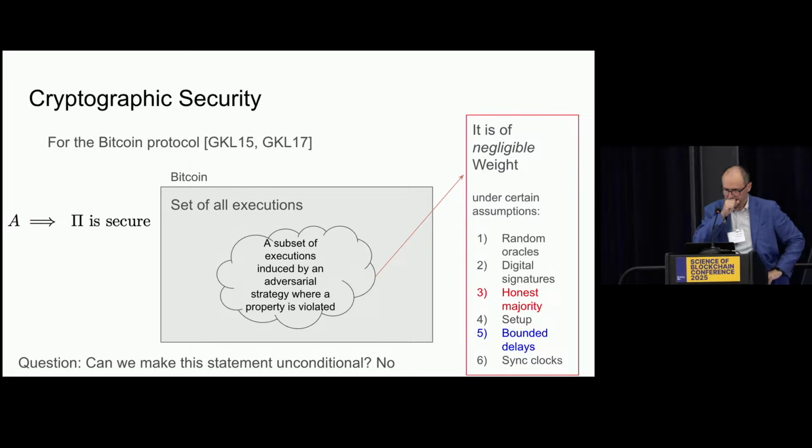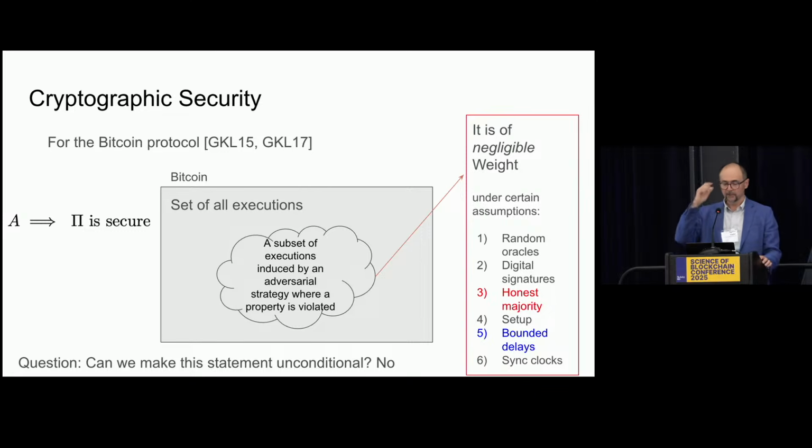So just talking a little bit about cryptographic security. In cryptographic security, what we have as a typical statement is like the one you see here on the left. There's a set of some assumptions that I can denote by A, and these imply that the protocol is secure.